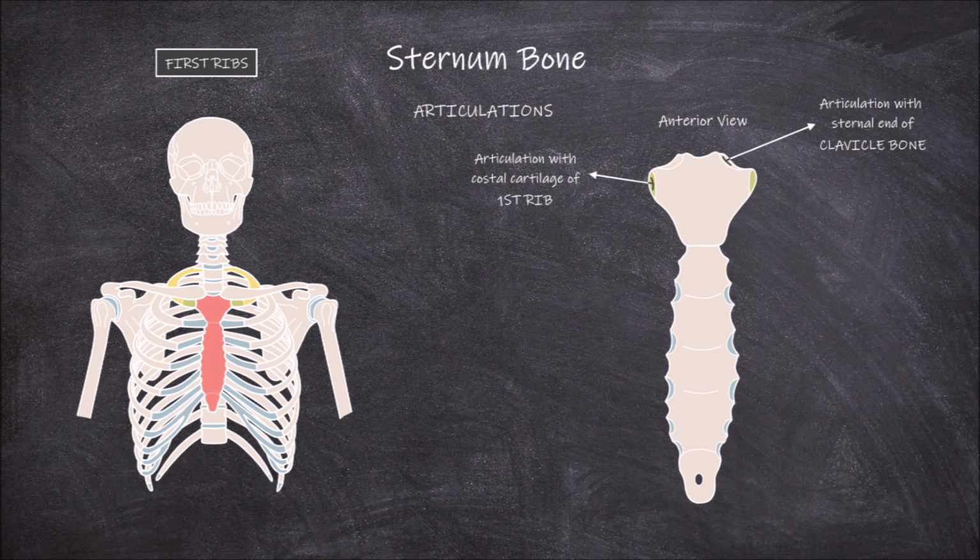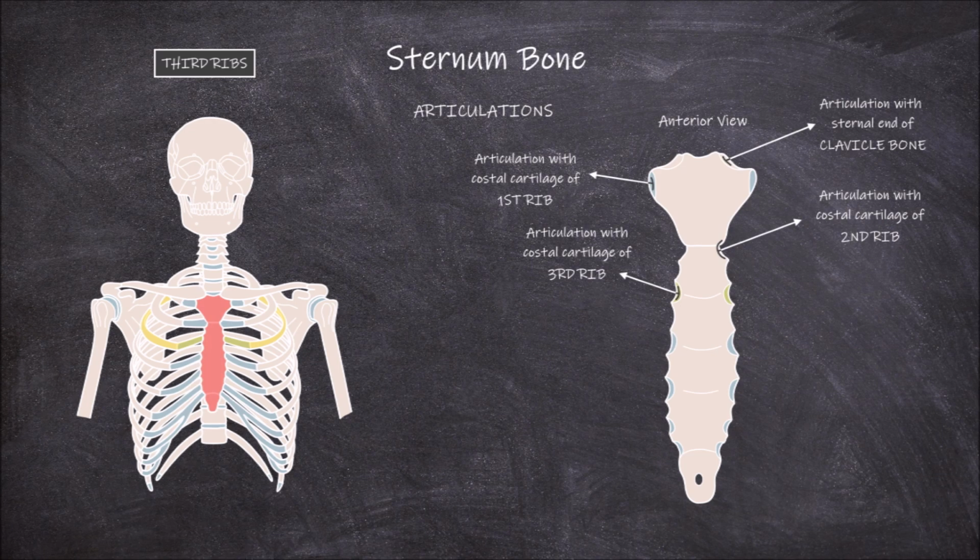The next two articulations are with the two second ribs. The inferior notch on each side of the manubrium and top of the mesosternum articulate with the costal cartilage of each of the second rib bones. The next two articulations are with the two third ribs. A notch on each side of the mesosternum articulates with the costal cartilage of each of the third rib bones.